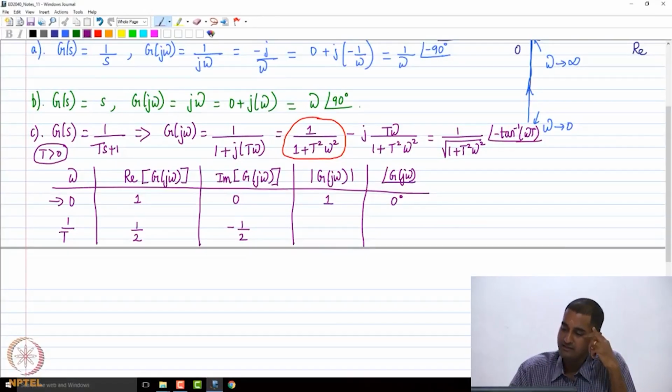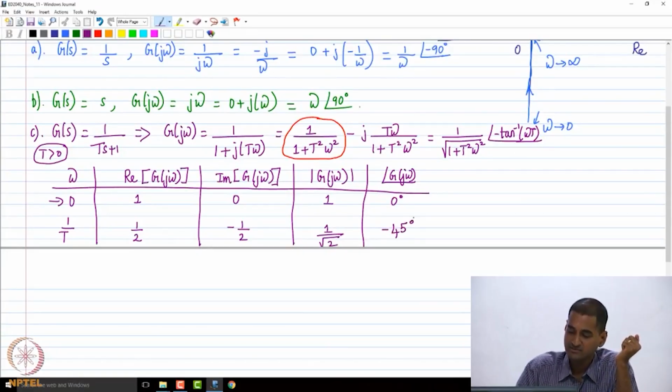Then what happens to the magnitude and the phase? Magnitude is 1 by root 2, all right. What about the phase? It is going to be minus 45, right. So, let us continue this table, okay.